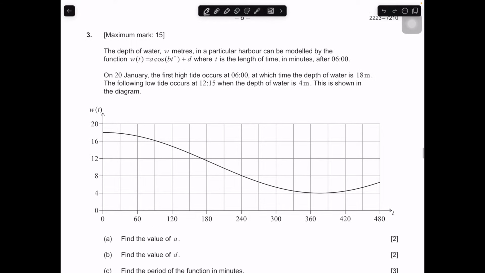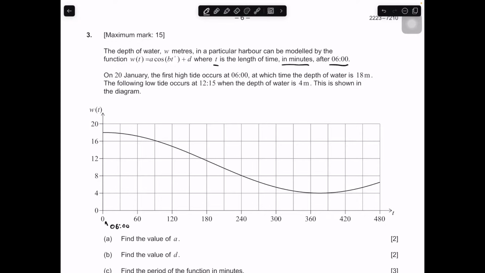So a few things going on here. They're telling us time. Time is measured in minutes. This is our input, and time is measured in minutes after 6 in the morning. So if we were to put in some value of t equal to 0, this actually corresponds to 6 in the morning. And that's probably going to be important later on in the question.